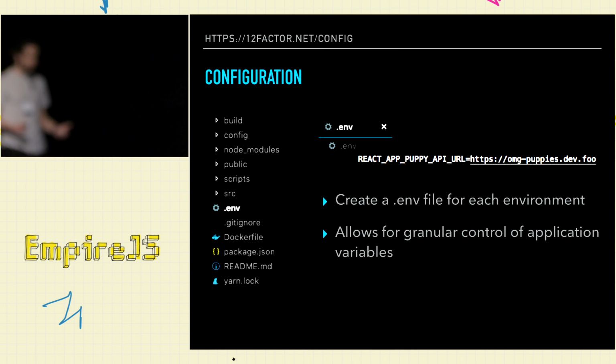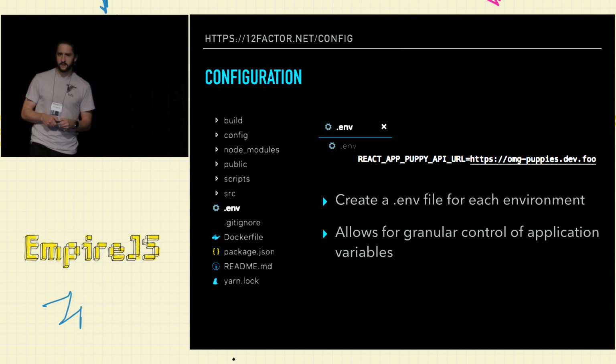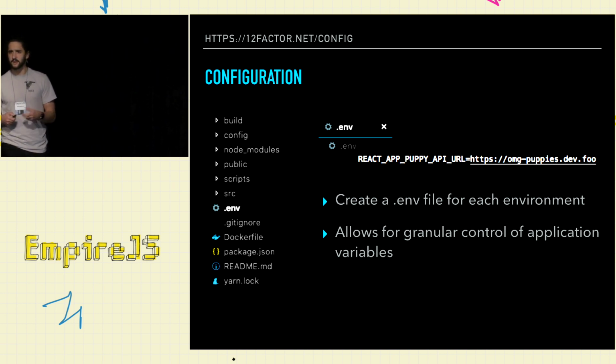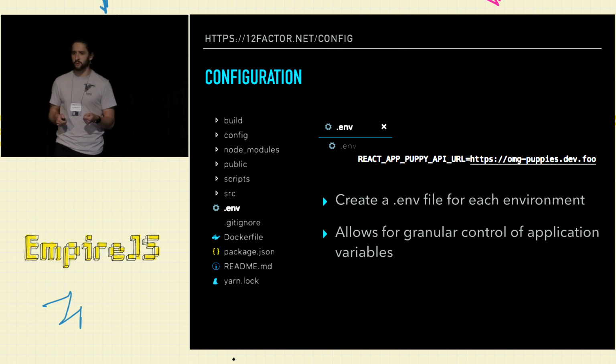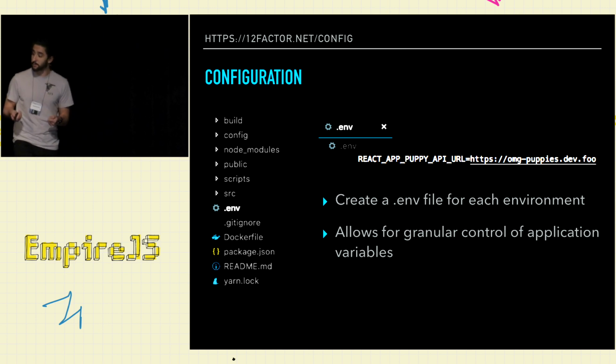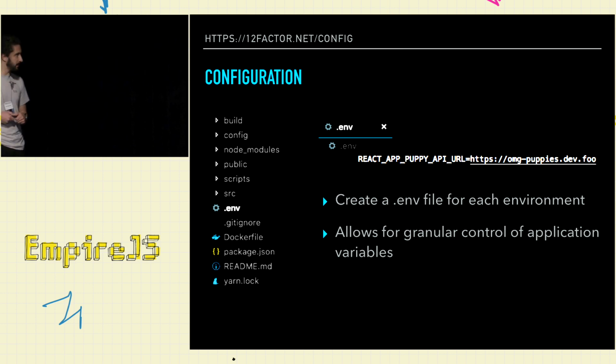In order to externalize this, what we can do is create a .env file, and we can create these files for every single environment that we have. So I've got an example here in which I've created a .env file that is located at the root of my directory, or excuse me, my projects directory. And what I've done is I've created a rather verbose key-value pair. I'm working on a puppy app, it looks like. So we're going to hit omgpuppies.dev.foo.